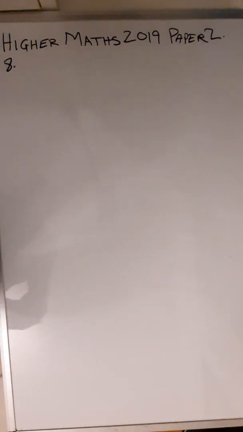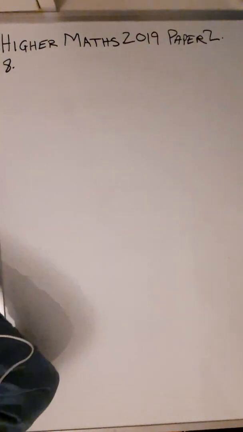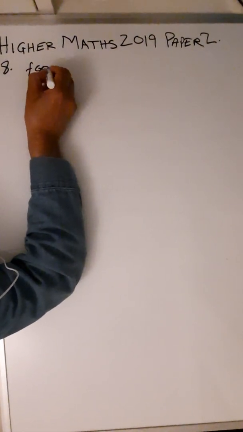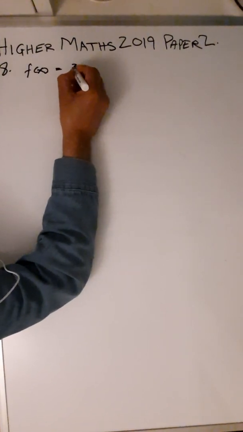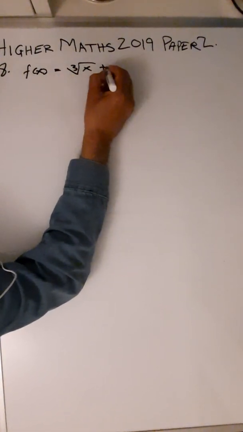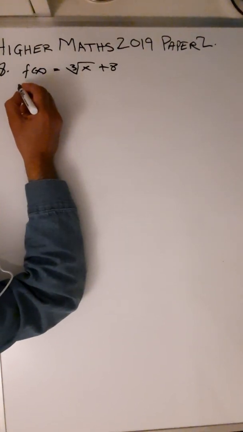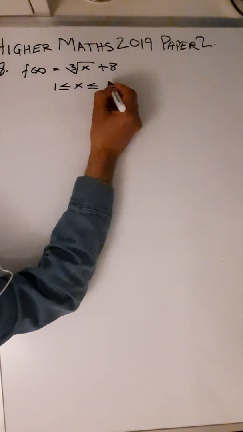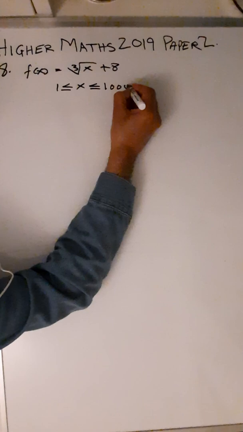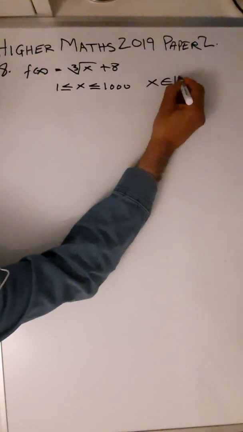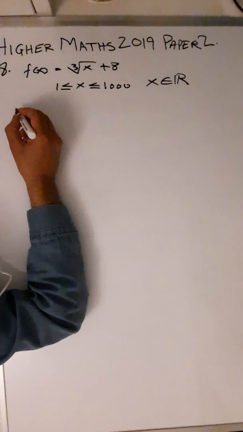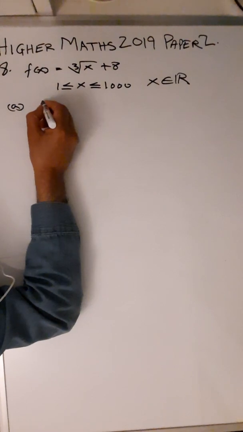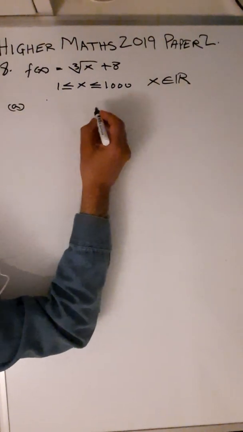Higher Maths 2019, Paper 2, question number 8. A function f is given by f of x is equal to the cube root of x plus 8. The domain of f is x greater than or equal to 1, less than or equal to 1000, x is a real number. The inverse function f minus 1 exists. For part A, find the inverse function f minus 1 of x for 3 marks.